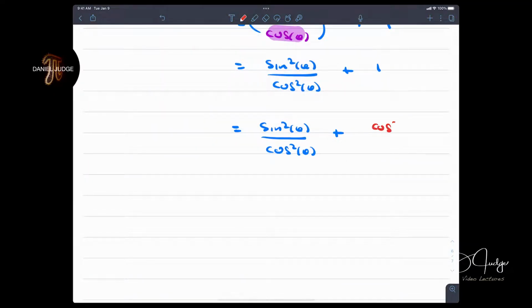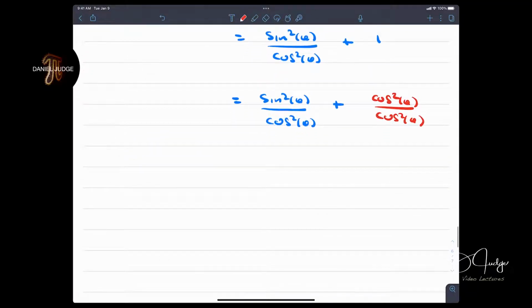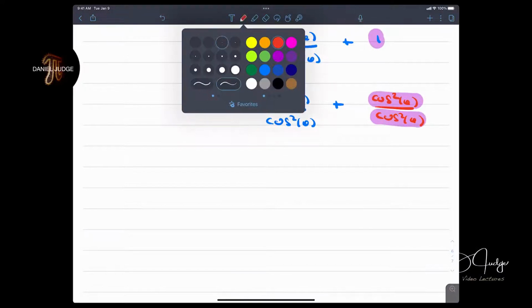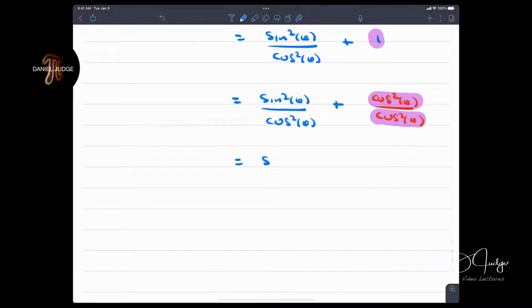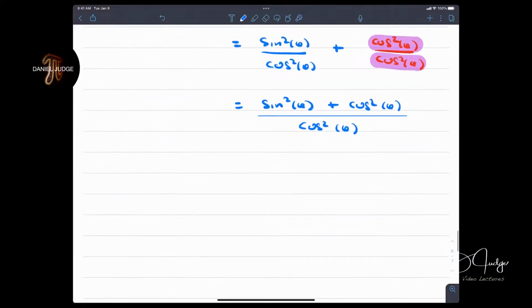I'm going to replace the number 1 with cosine squared theta over cosine squared theta, because anything divided by itself is 1. So I'm replacing again cosine squared theta plus... Now, why do you do that? Because now I can add the numerators together, because you're adding a whole number with a fraction. You put that over that cosine squared theta.